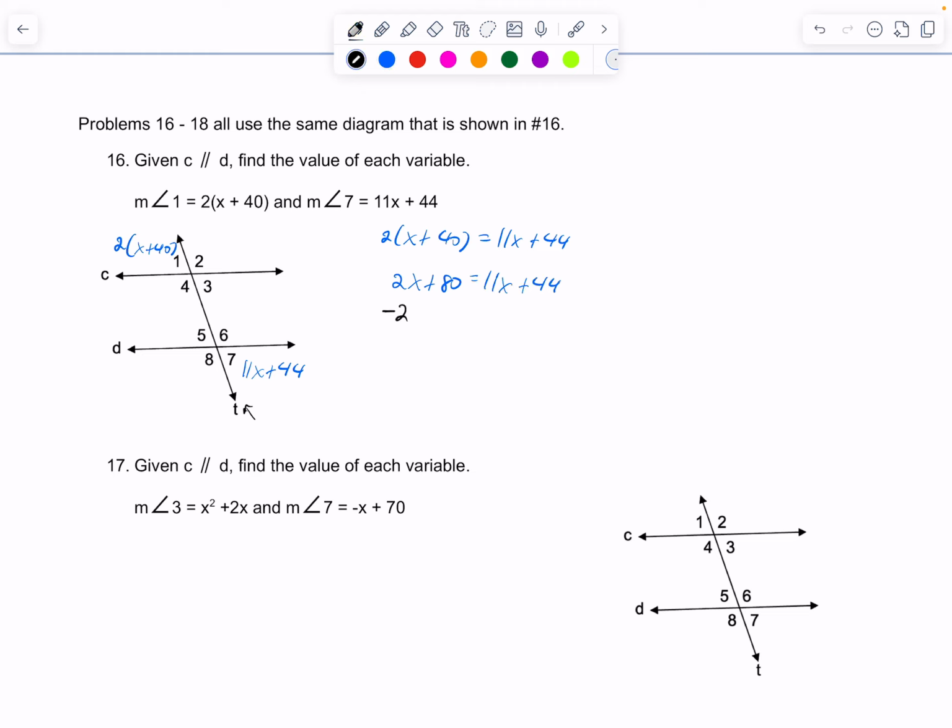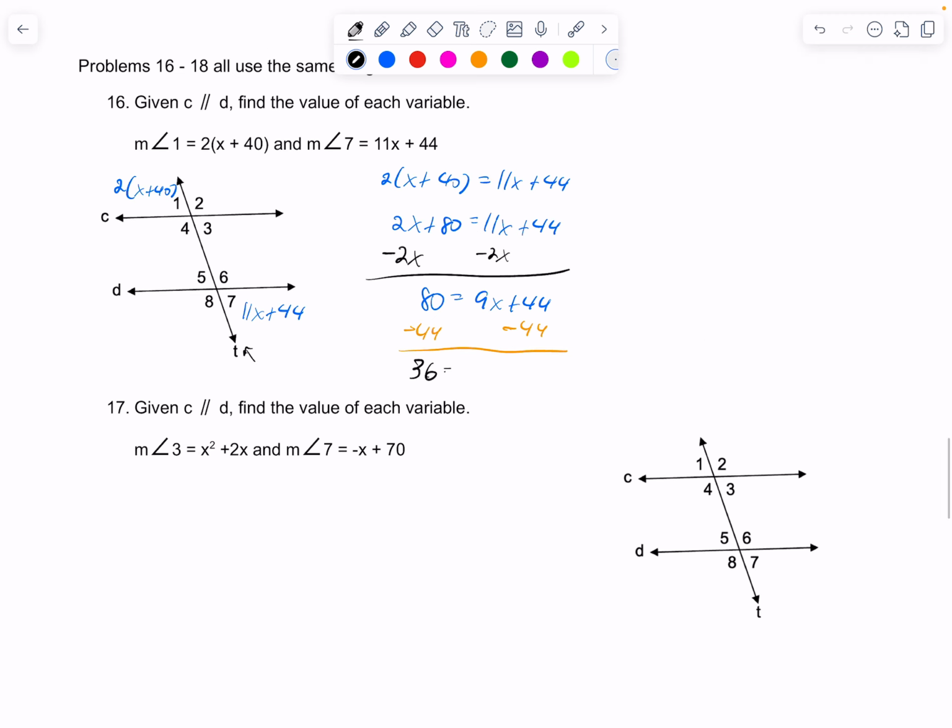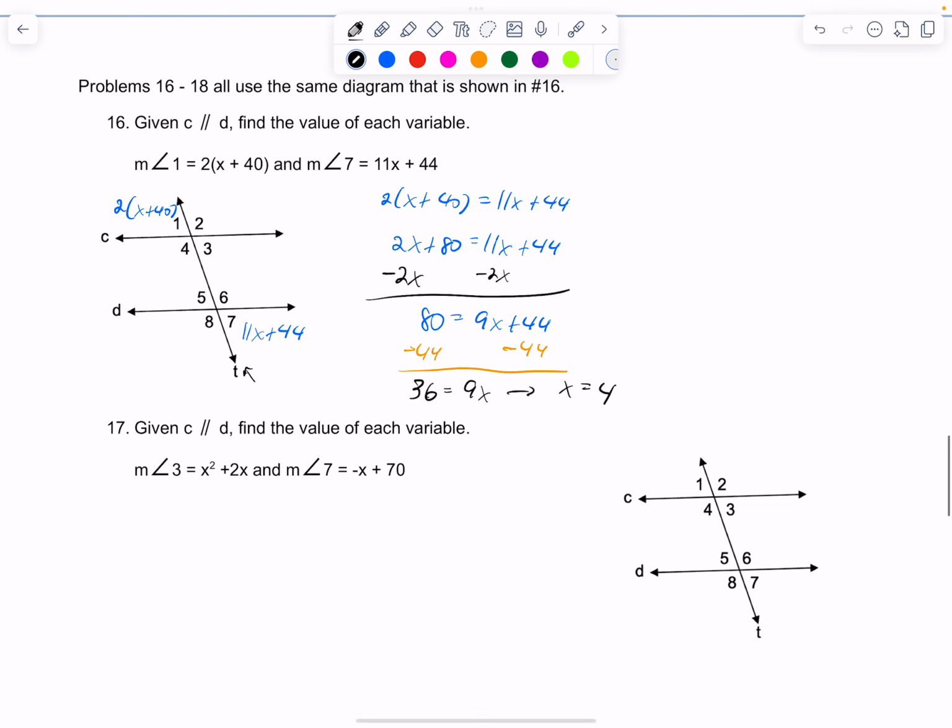I'm going to subtract the 2x to the other side to give me 80 equals 9x plus 44. Subtract the 44 to give me 36 equals 9x. So x is equal to 4. Okay, so that's the value for x in this one. You can always check, you should always check to make sure that it works.